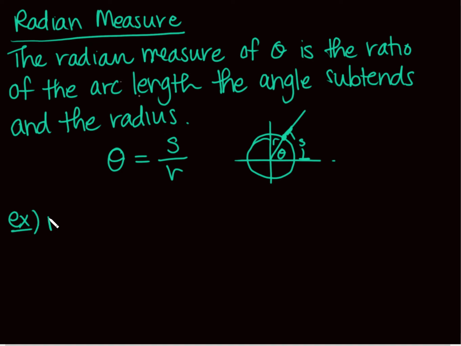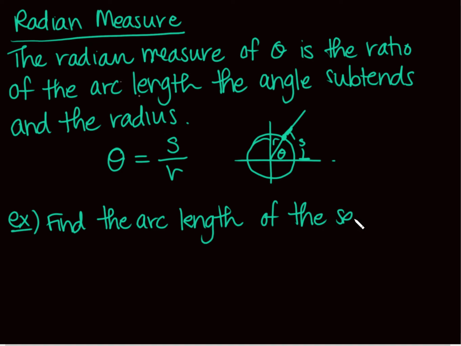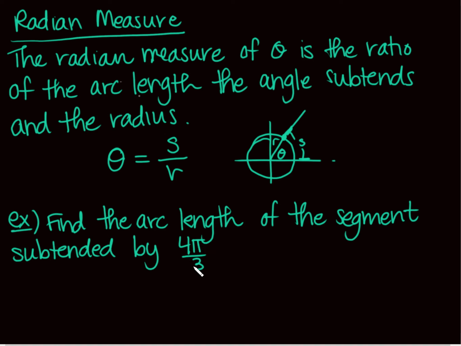Okay, so let's do an example. We can use this to find theta, we can use this to find arc length, we could use it to find my radius. Let's do arc length first. Find the arc length of the segment of the circle subtended by the angle 4 pi over 3 in a circle of radius 4 centimeters.